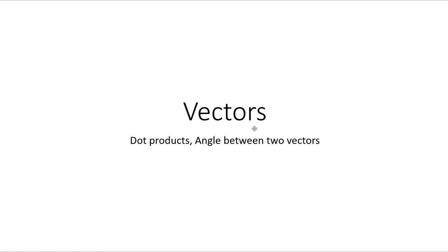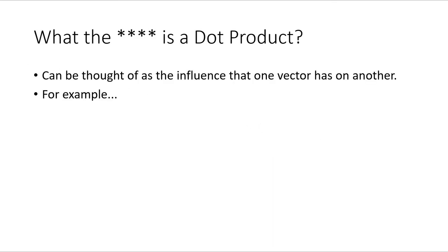Okay, this video is about dot products, and we're also going to talk about the angle between two vectors. How would you find the angle between two vectors if you have other information about those vectors? Notice I didn't specify what other information we have about those vectors. That will come into play in a minute. Okay, so what is a dot product?